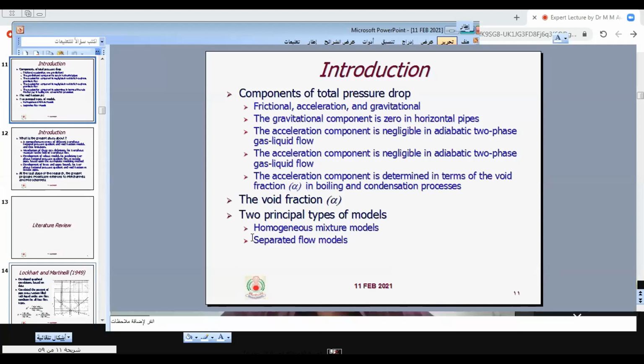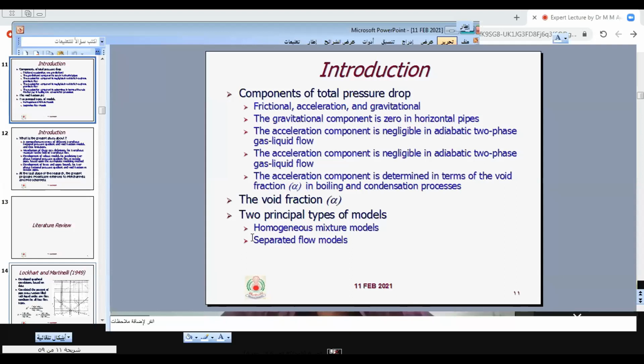Acceleration pressure drop is negligible in adiabatic two-phase flow, but in our case today, boiling and the condensation process, it has a value, and we calculate it in terms of void fraction. The void fraction is defined as a ratio of gas area to the total area of liquid and gas.